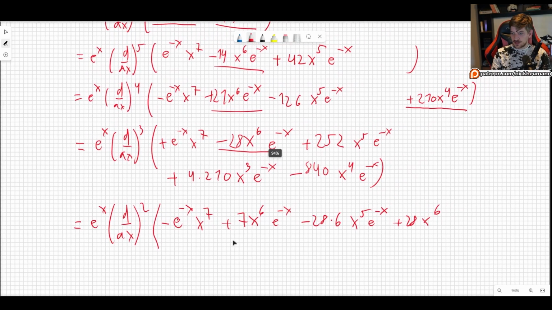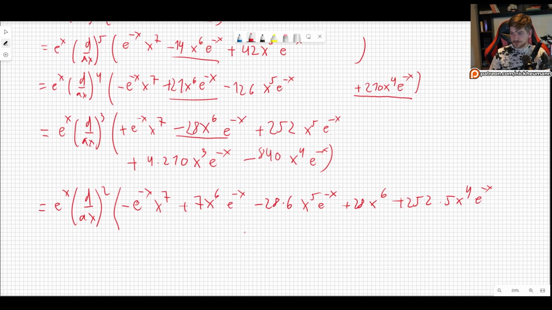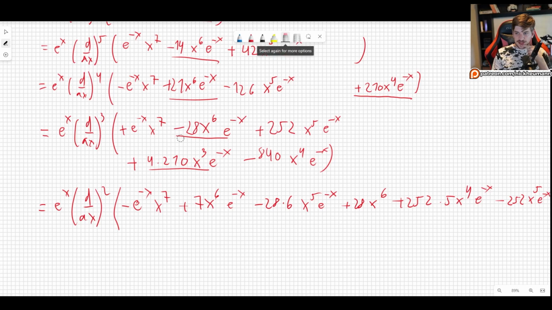And let's now go for one more before I go to the next line. So this would be plus 252 times 5 x to the 4th e to the minus x, and then minus 252 x to the 5th e to the minus x. And now we go to the next line where I have these two. So that is 4 times 210, by the way, I didn't write that. That is 840.